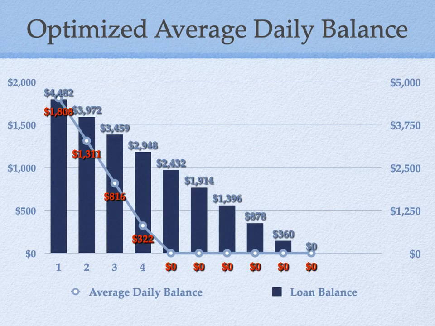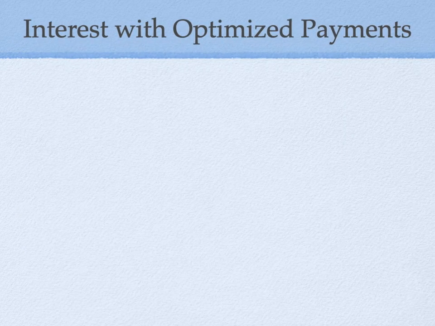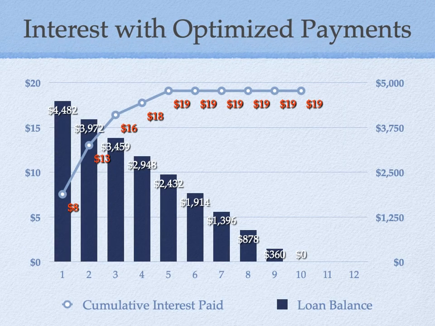When I optimize my average daily balance by shifting the dates I pay my bills, look how dramatically lower the average daily balance is compared to the outstanding loan balance. When we shift our dates of payment and optimize our average daily balance, the interest paid drops dramatically from $127 to just $19. We've effectively lowered our interest rate by making this small, seemingly insignificant change. This is an effective interest rate of just 0.38%. This has now become a very inexpensive loan.